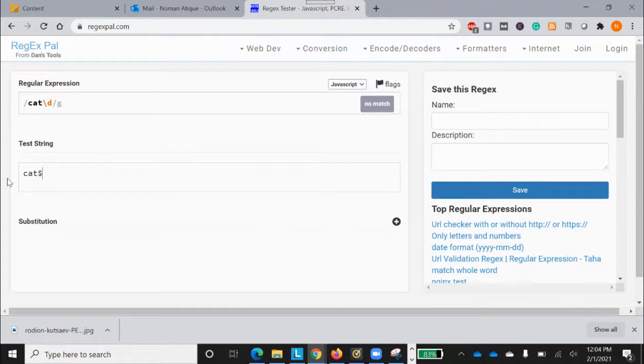Now what is the opposite of this? As we discussed, backslash d is any digit. So what is the opposite of it? Opposite is, yes, backslash capital D. That's good. Backslash capital D. If I write capital D and if I write cat 3, it won't be recognized. Why? Because now I have given that capital D means the opposite of everything. It will be opposite of everything. Right?